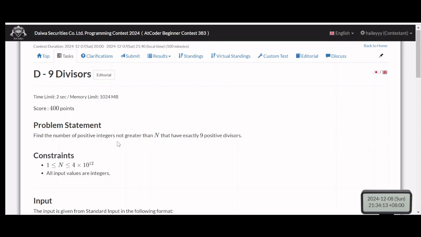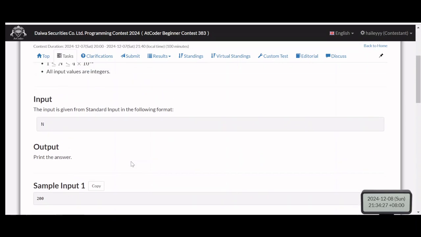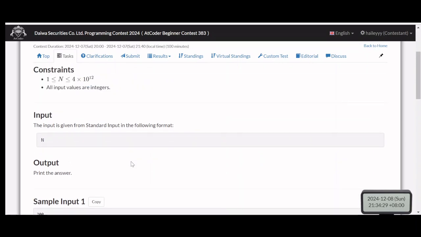Next, let's look at problem D. For problem D, we're supposed to find the number of positive integers not greater than n that have exactly 9 positive divisors. And this problem can be solved with number theory. Let's look at it further.